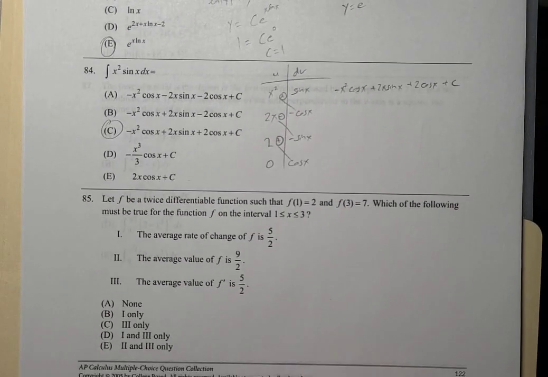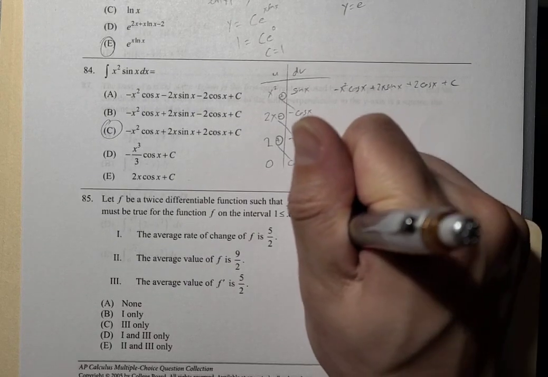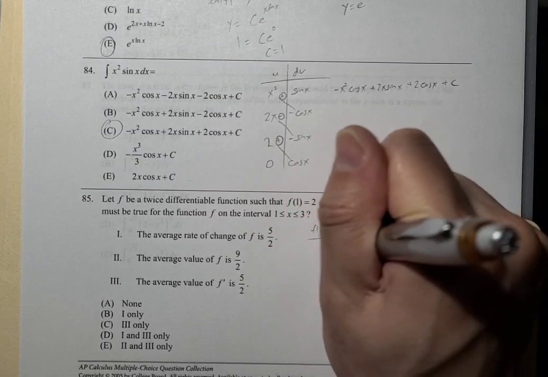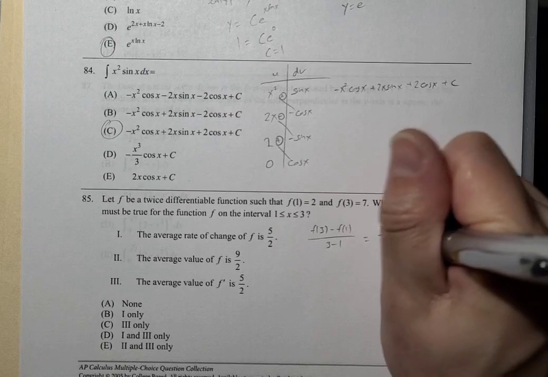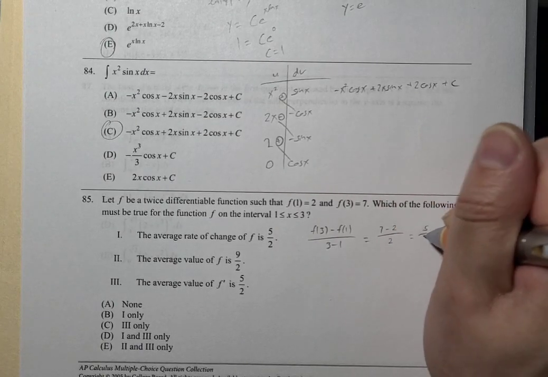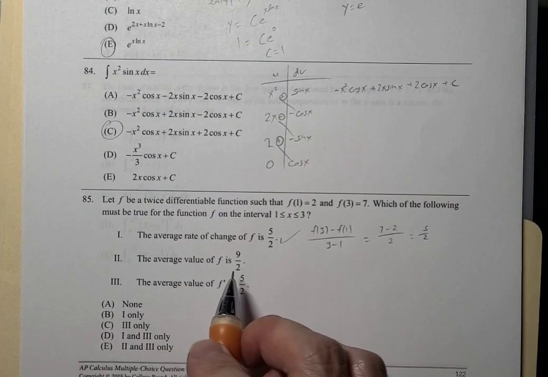Okay. Let f be a twice differentiable function such that f of 1 is 2, f of 3 is 7. Which of the following must be true for the function f on the interval 1 to 3? Average rate of change is 5/2. What's average rate of change? That's just f of 3 minus f of 1 over 3 minus 1. F of 3 is 7, f of 1 is 2. Bottom reduces to 2. So 5/2. This is correct.